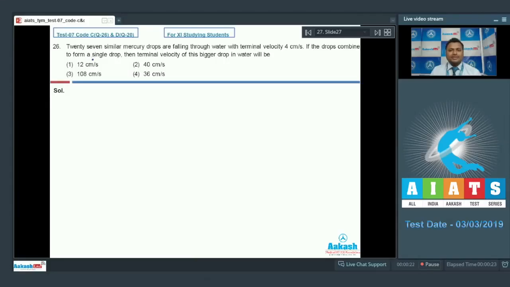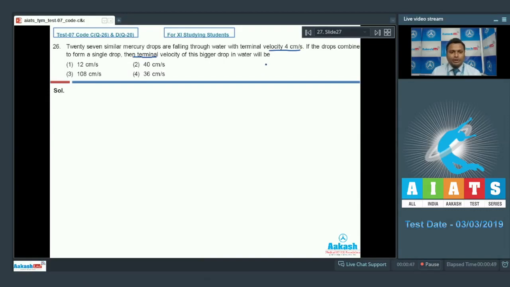Here is question number 26. 27 similar mercury drops are falling through water with terminal velocity 4 cm per second. If the drops combine to form a single drop, then the terminal velocity of this bigger drop in water will be what? So the question belongs to terminal velocity.